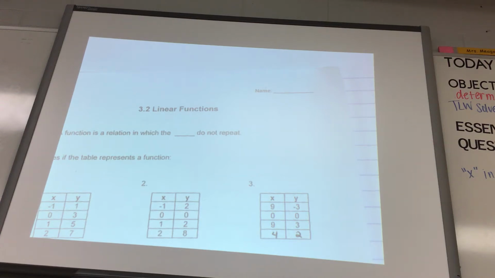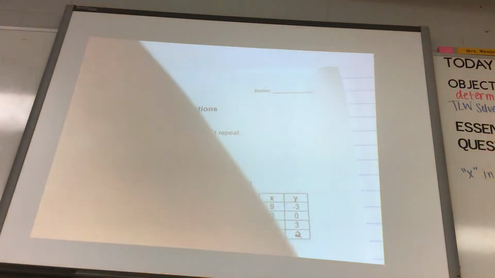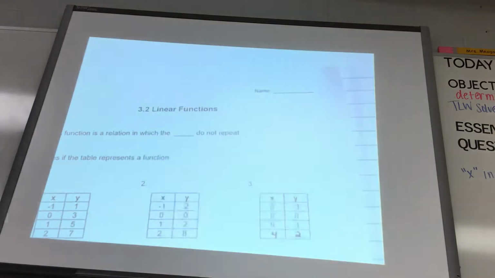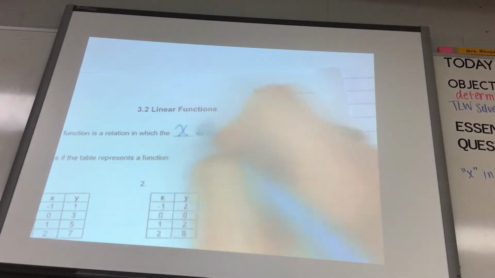We are going to continue our fun lessons with functions. Okay, so let's see here. We're just going to start at the top, where it says, recall that a function is a relation in which what doesn't repeat? Think about that. You have an answer? All right. It's where the x's do not repeat. Or the x does not repeat.